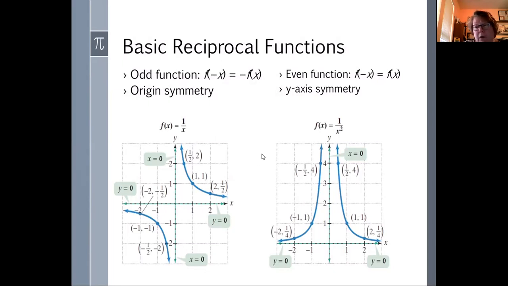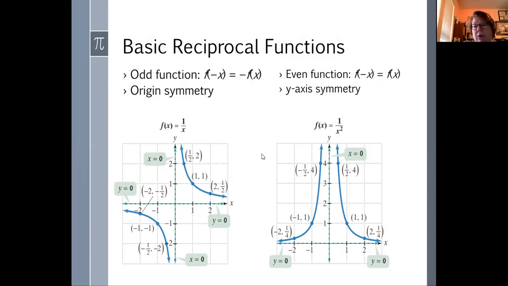It has a vertical asymptote at 0 because x cannot equal 0. So we're going to have a vertical asymptote there. And it has a horizontal asymptote at y equals 0 because the numerator's degree is 0 and the denominator's degree is 1. So the numerator's degree is less than the denominator's degree.